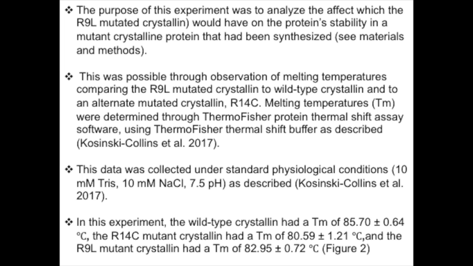To analyze these results, I will first remind the audience that we had done the thermal shift assay as a means by which to analyze the effect which the R9L mutation has on the stability of the HgammaD-Crys protein, which is why we compare it to the wild-type protein as well as to a protein containing a mutation that is known to be a destabilizing one. As indicated by Figure 2, the wild-type protein has a melting temperature of 85.7 with a standard deviation of 0.64 degrees Celsius. The R14C mutant crystalline had a melting temperature of 80.59 with a standard deviation of 1.21 degrees Celsius, and the R9L mutant crystalline had a melting temperature of 82.95 with a standard deviation of 0.72 degrees Celsius.